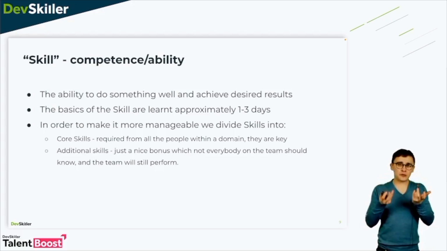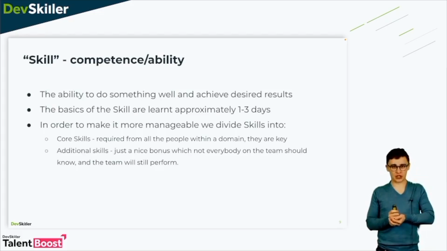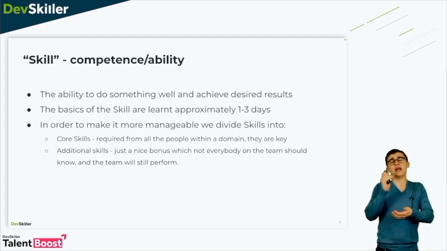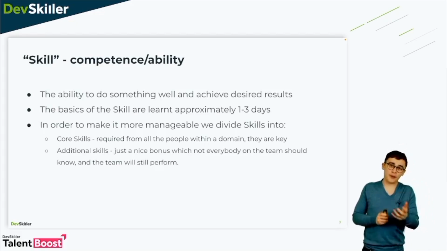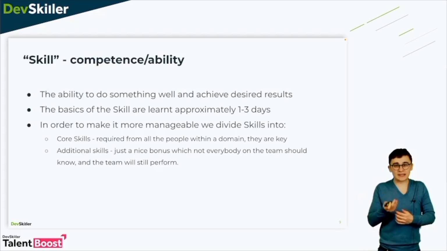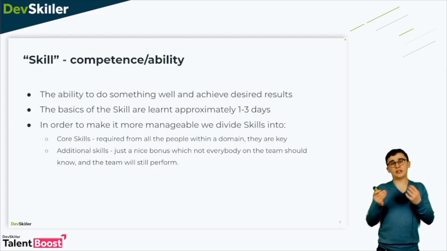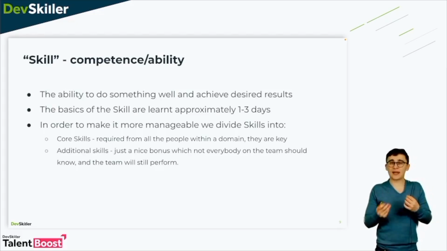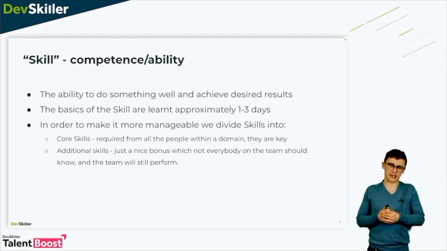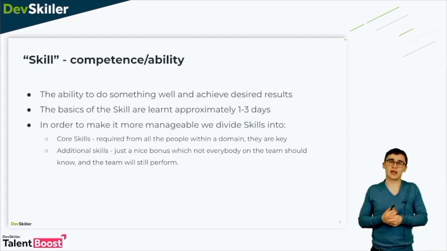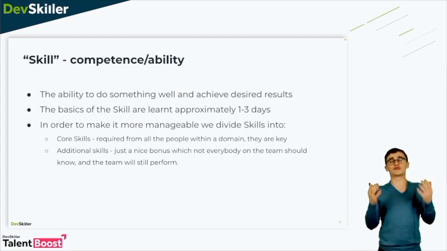Now, if we want to get a bit more specific about the definitions, a skill is a competence, an ability which someone does well and it allows them to achieve a desired result. Our definition says that a skill is learned in approximately 1 to 3 days. If you can learn it in a few hours or half a day, it probably doesn't constitute a full skill yet. However, if it takes you a week to learn it, then it's probably not just a skill. It's probably a full skill group.